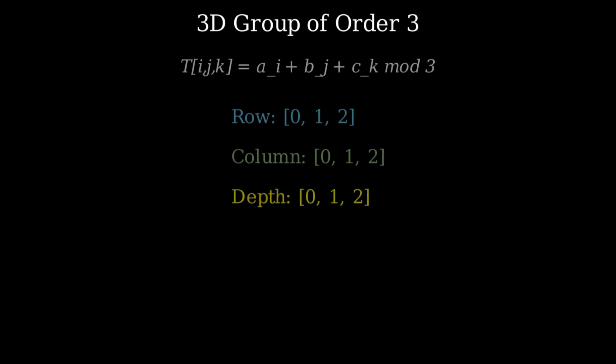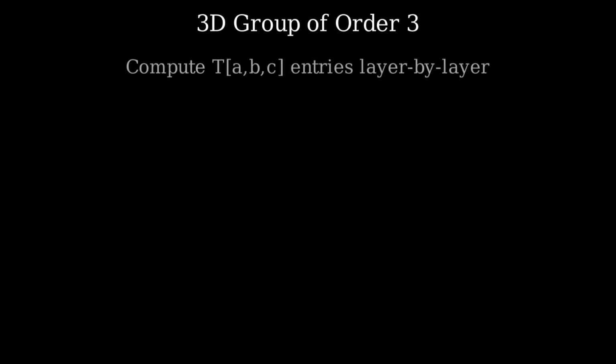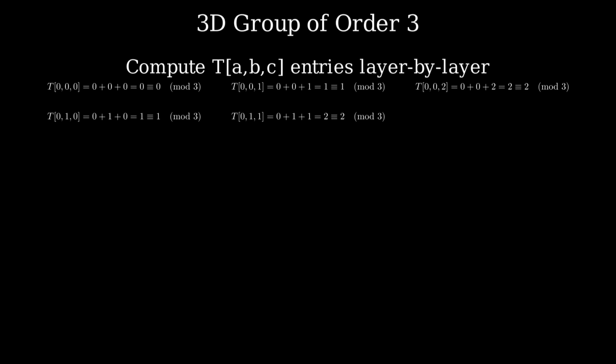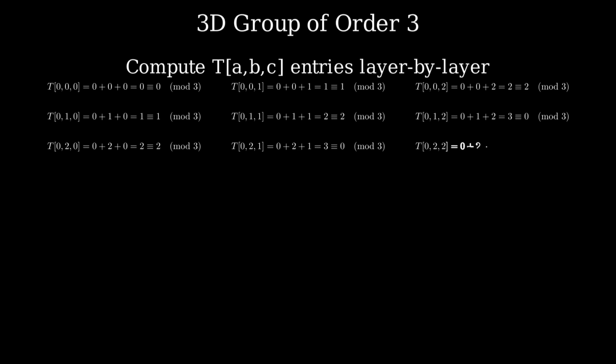3D group of order 3. Our rule is T of i, j, k equals a sub i plus b sub j plus c sub k mod 3. The axes are row [0, 1, 2], column [0, 1, 2], depth [0, 1, 2]. I'll compute all 27 entries of T of A, B, C equals A plus B plus C mod 3, presenting them systematically.